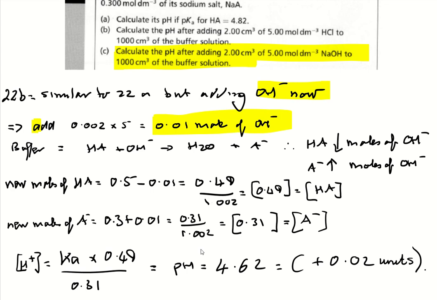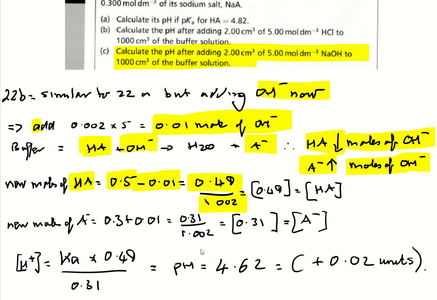Remember what a buffer does when I add hydroxide ions to it. The hydroxide ions will react with the acid, and what will they do? Well, they will make salt. So this time it is the acid that decreases by the number of moles of hydroxide ions that are added, and it is the salt which increases by the number of moles of hydroxide ions that are added. So if we know the moles of acid that we had to begin with, 0.5, which it is up in the question, minus the number of moles of hydroxide, which is 0.01, gives me 0.49.